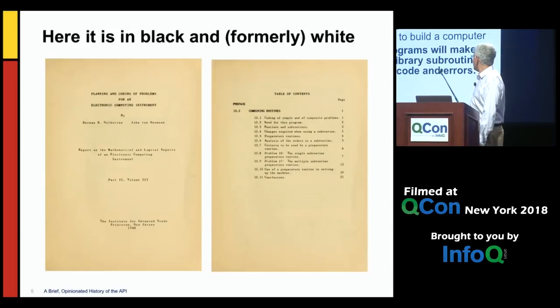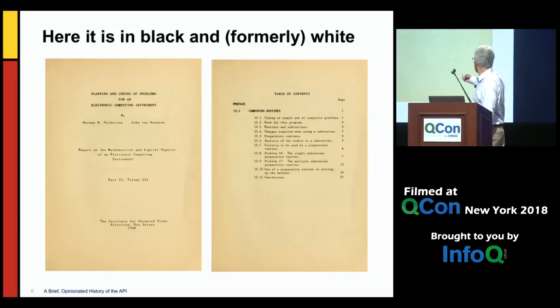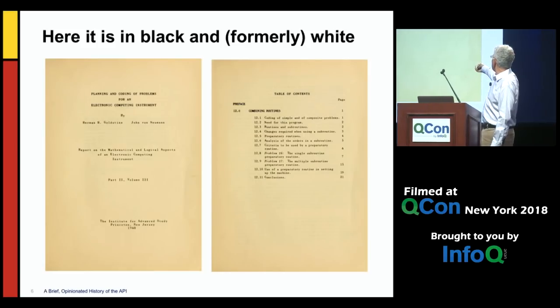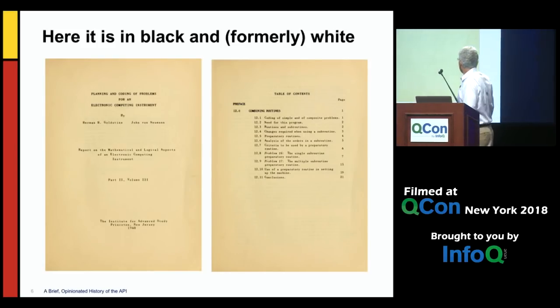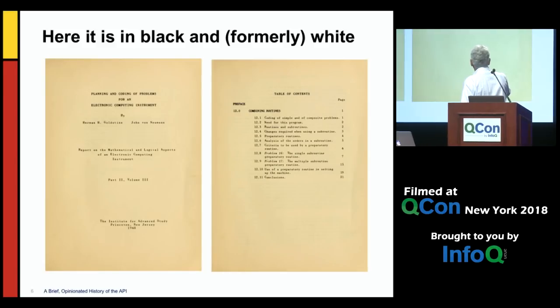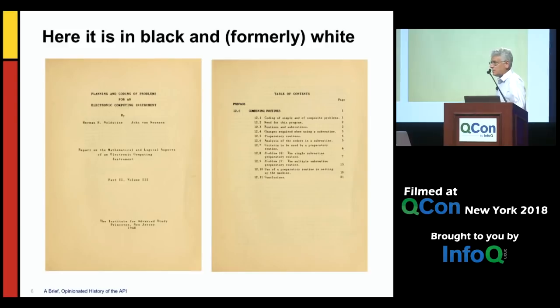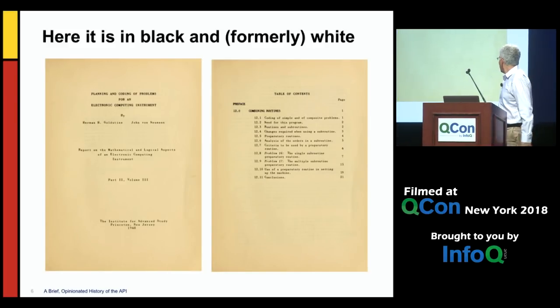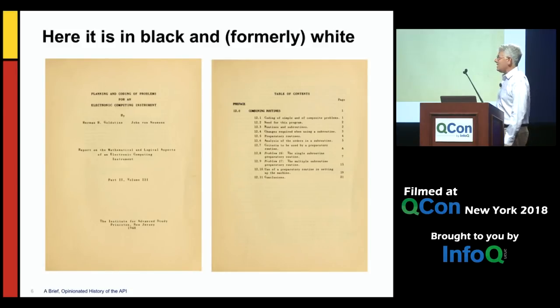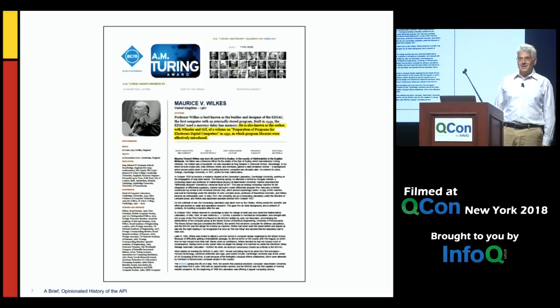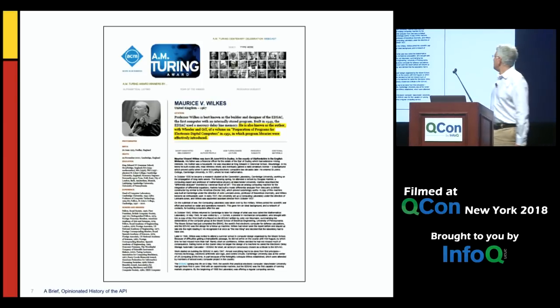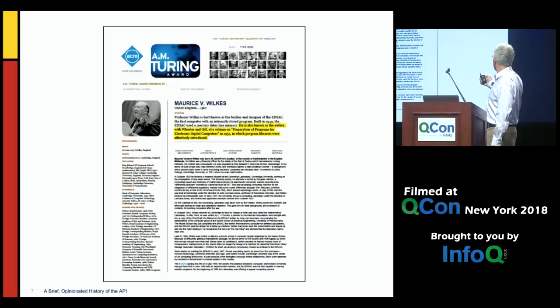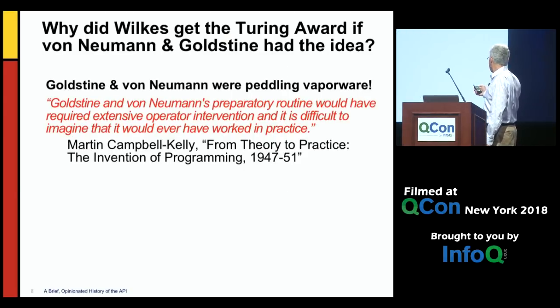And here it is in black and white, and you probably can't read all this stuff, but simple and composite problems, routines and subroutines, changes required when using subroutines, they were all over subroutines in here. So it seems that Goldstein and von Neumann invented the subroutine library, right? Case closed.